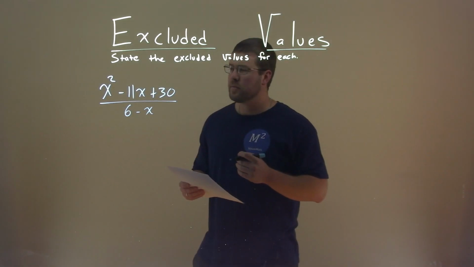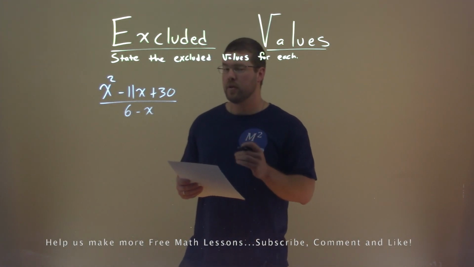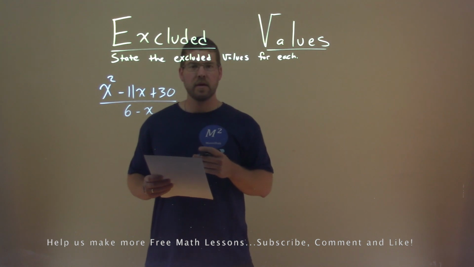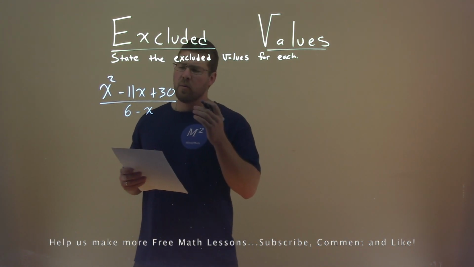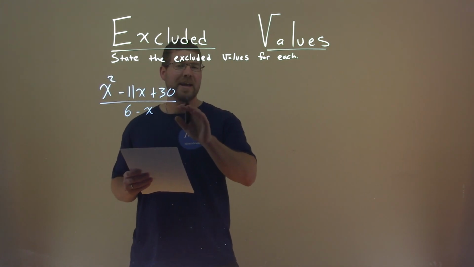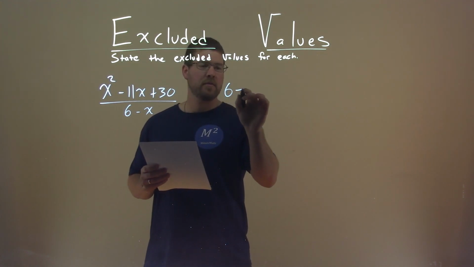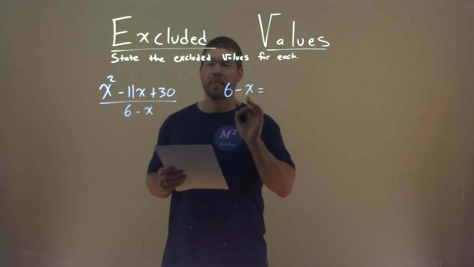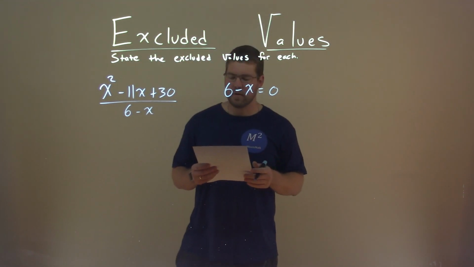We're given this, well, expression right here, x squared minus 11x plus 30 over x minus 6, and we need to state the excluded value. Well, we know we cannot divide by 0, so we know we can't have a 0 in the denominator. So we need to take that denominator, 6 minus x, and I'm going to set it equal to 0 to find the value where, well, x equals 0.